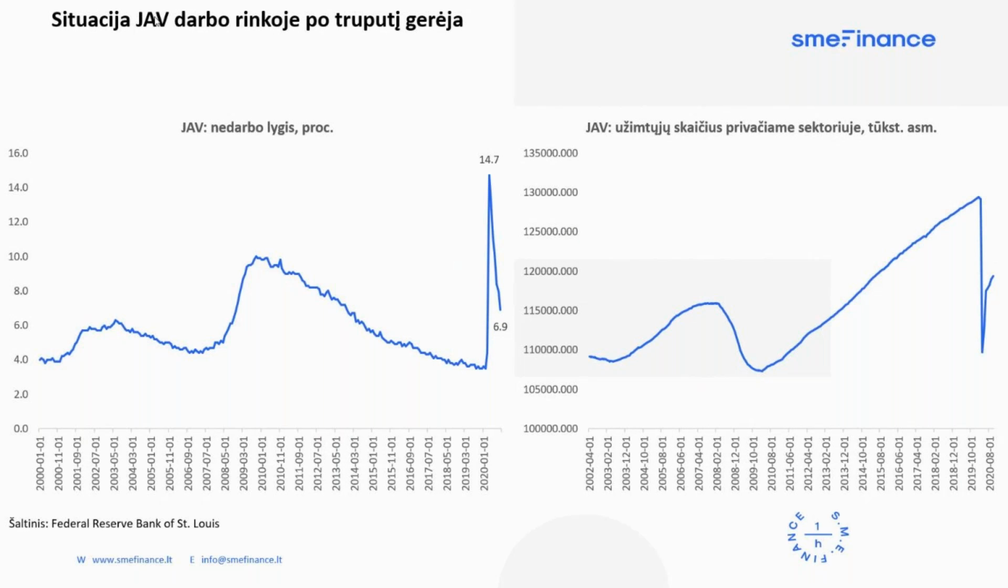And here you can see the graph with unemployment rate in America. So it was almost 15% during the peak of pandemic. Now it's 7%. So it's basically twice as low as it was before.